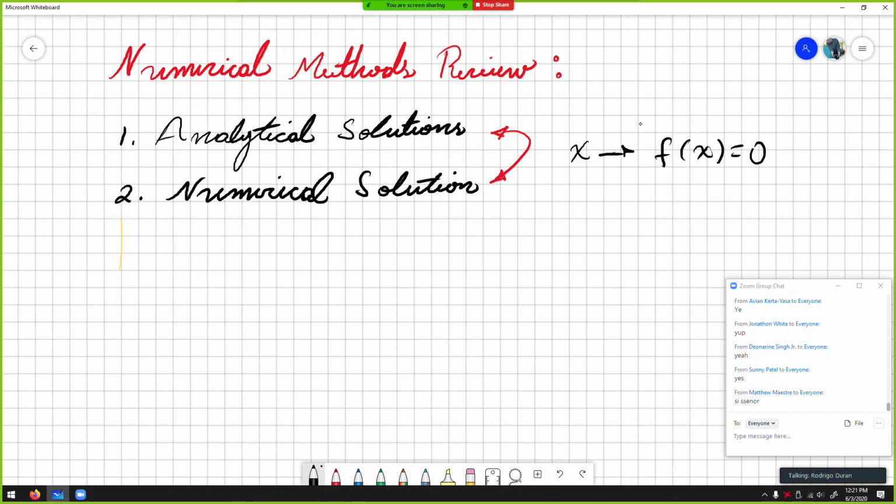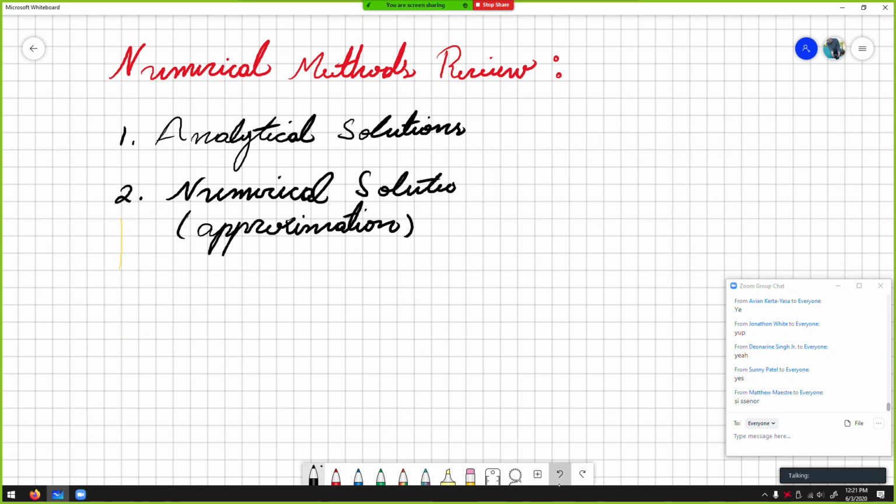Now, numerical solutions, one thing that you have to always keep in mind is they are an approximation. Whereas an analytical solution, and this is very good that you know it for the second exam, is what is known as an exact solution. So this one is exact, and the numerical solution is an approximation.